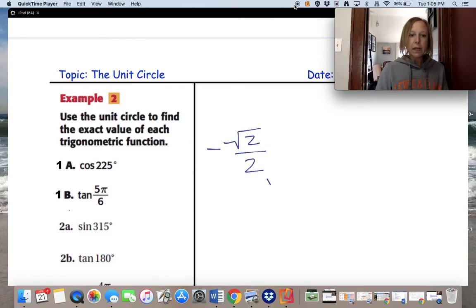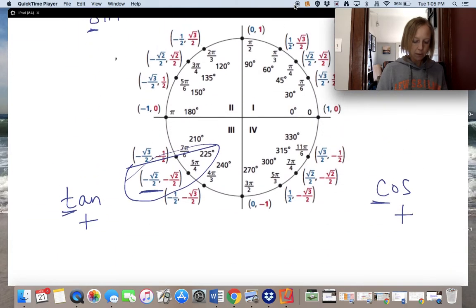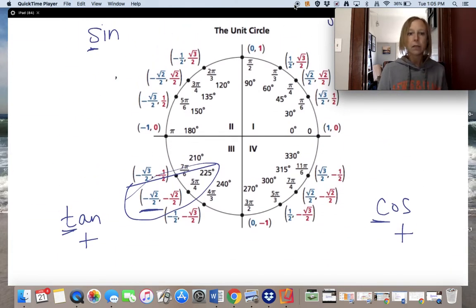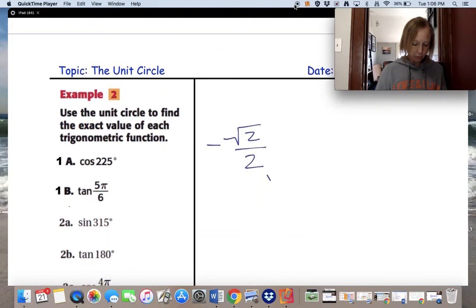Let's do letter B. Let's do the tangent. This time we're looking for 5 pi over 6. 5 pi over 6 is less than 1 pi, so I know I'm going to be up in these first two quadrants. 5 pi over 6 is right here. The tangent is the sine divided by the cosine. So I'm going to have 1/2 divided by negative square root of 3 over 2. Remember, to divide fractions, we actually multiply by the reciprocal.